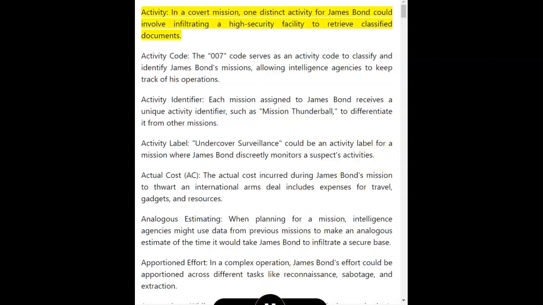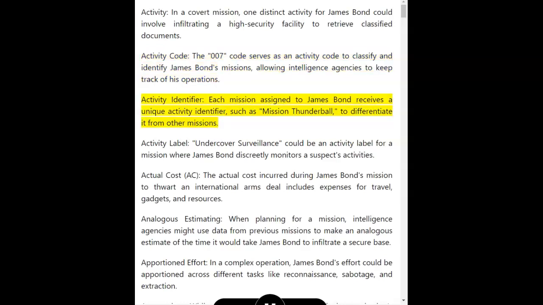Activity. In a covered mission, one distinct activity for James Bond could involve infiltrating a high-security facility to retrieve classified documents. Activity code. The 007 code serves as an activity code to classify and identify James Bond's missions, allowing intelligence agencies to keep track of his operations.